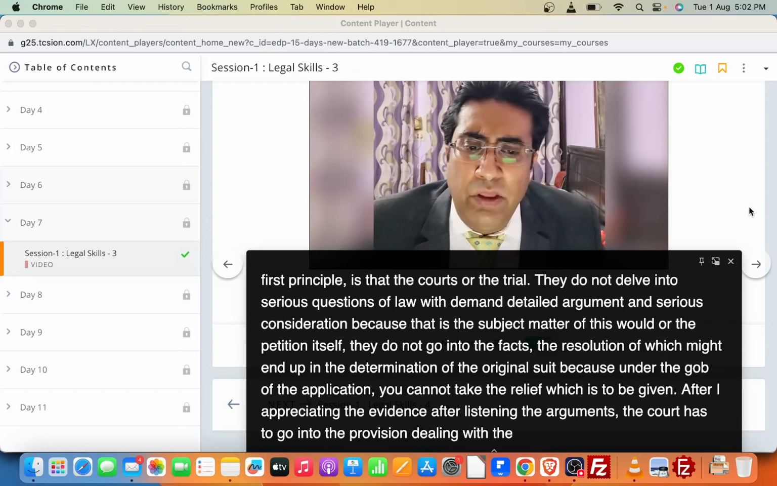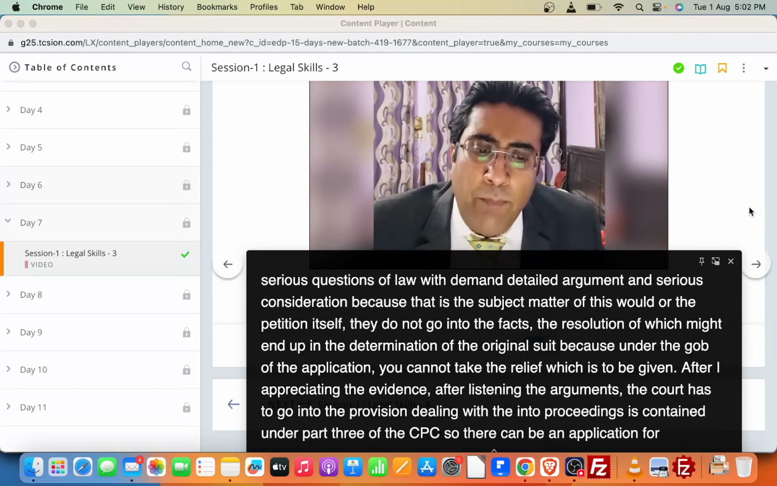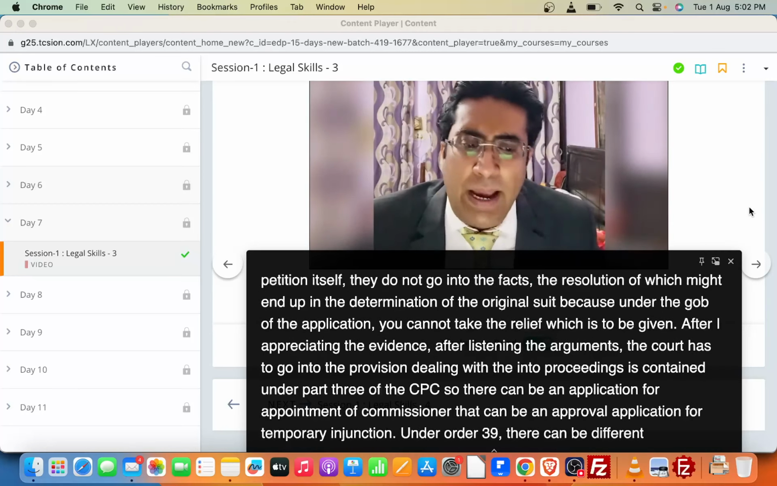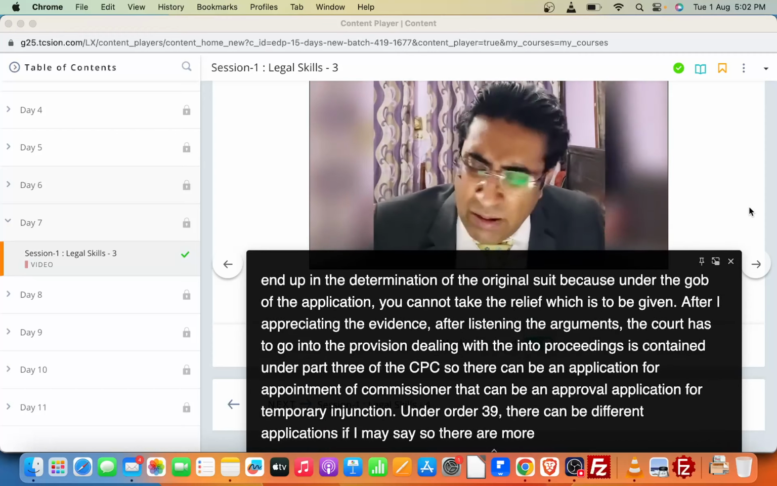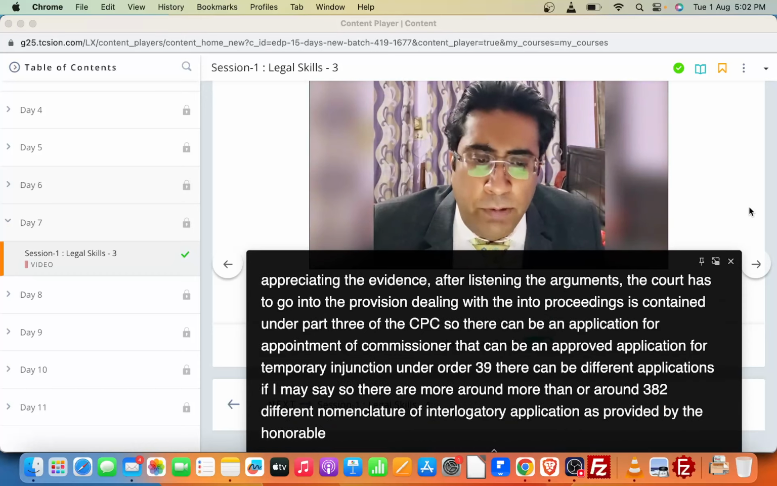The provision dealing with the incidental proceedings is contained under Part 3 of the CPC. So there can be an application for appointment of commissioner, there can be an application for temporary injunction under Order 39. So there can be different applications, if I may say so. There are around 382 different nomenclatures of interlocutory applications as provided by the Honorable Supreme Court's website.